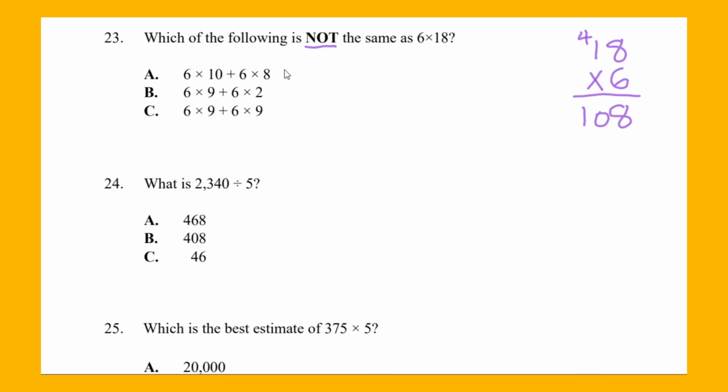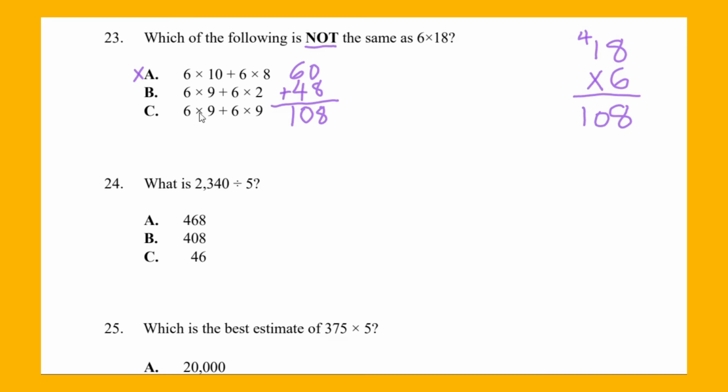So let us work out option A. 6 times 10 is 60 and 6 times 8 is 48. So we're going to add those two numbers to see if we get 108. So 8 plus 0 is 8 and 4 plus 6 is 10. So option A is the same as 6 times 18, so we're going to eliminate that answer.